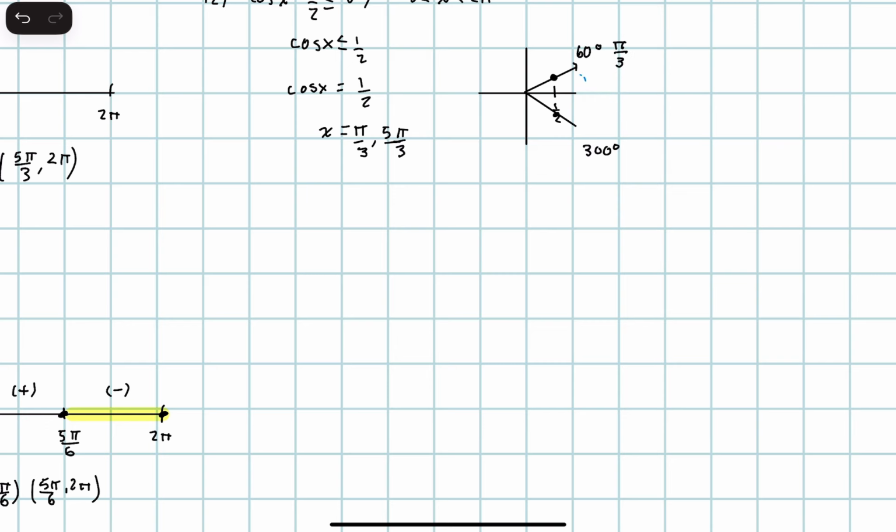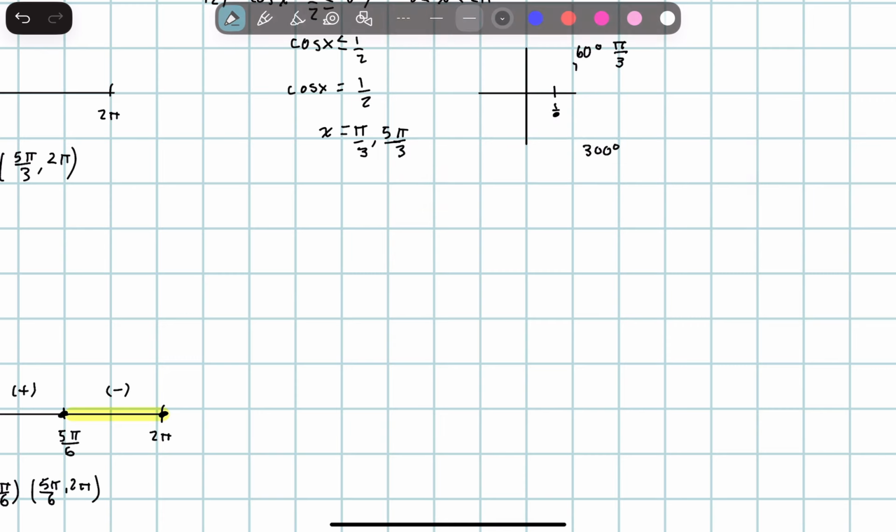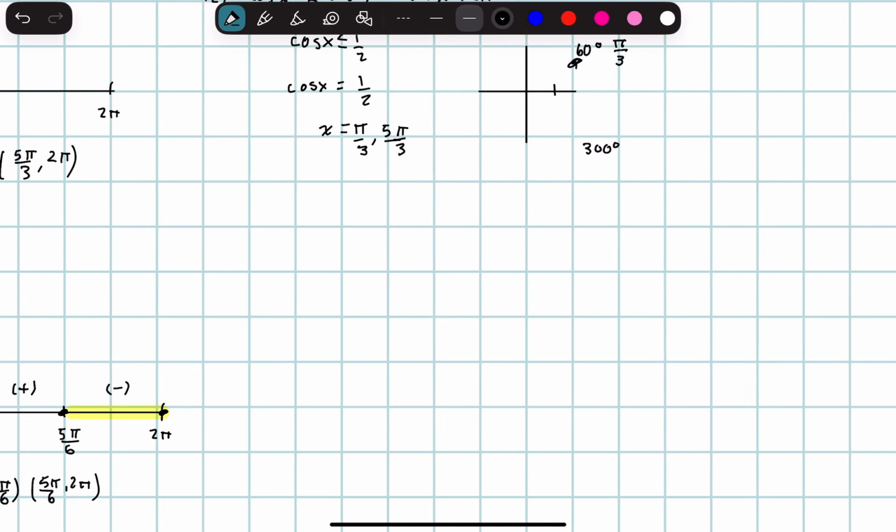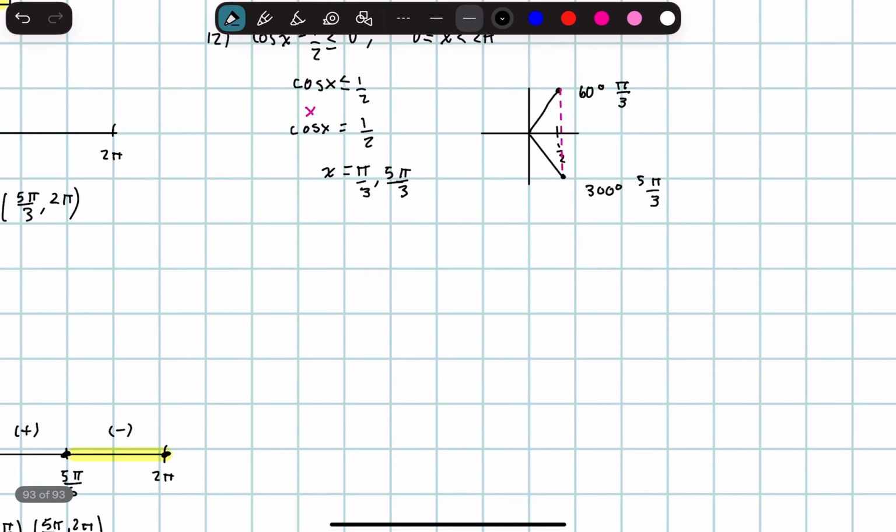Let me move that down a little bit. Okay, this is a better illustration of what that looks like. So as you can see, the x values can be there. That's 5 pi over 3, which is the angle, and then this is the exact value. Just so you really understand it.